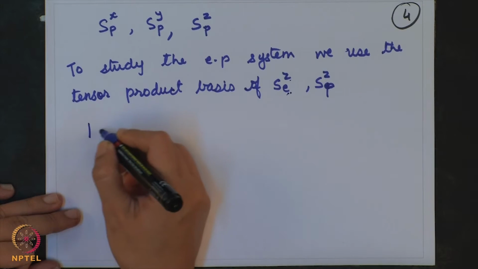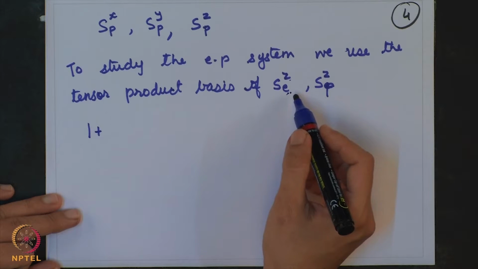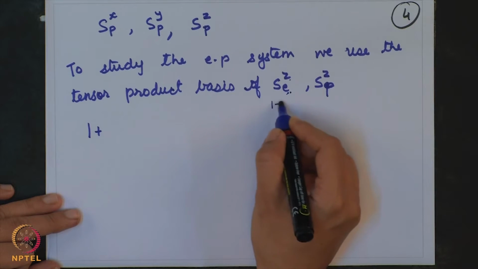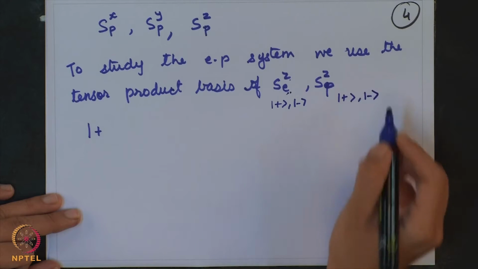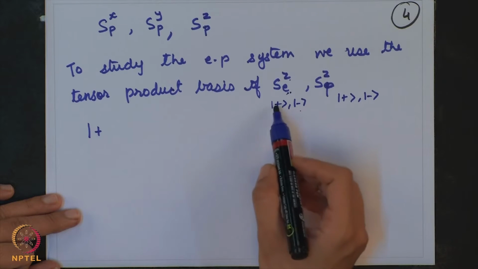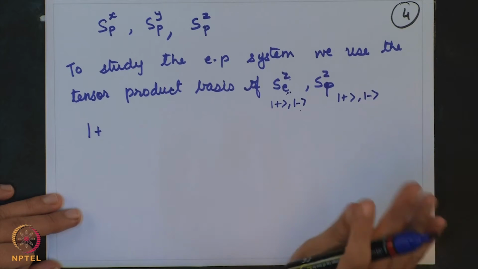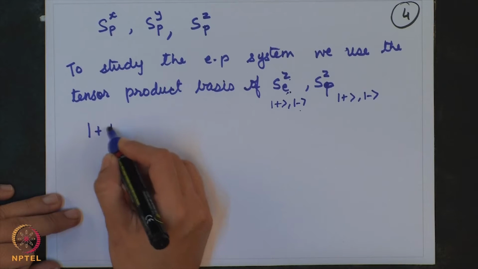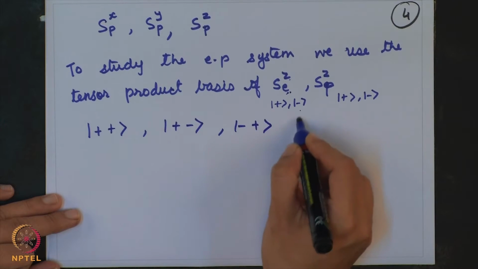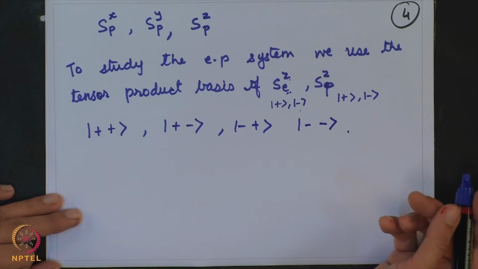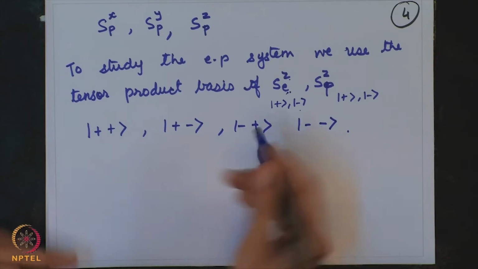So, if I call the electron plus state, up state, I will have plus minus state for each. So, there are 2 spin states, plus minus, that is up down. So, with this you can make 4 combinations, which are plus plus, plus minus, minus plus and minus minus. You can make these 4 combinations. So, these would be the eigenvectors or the eigenkets.